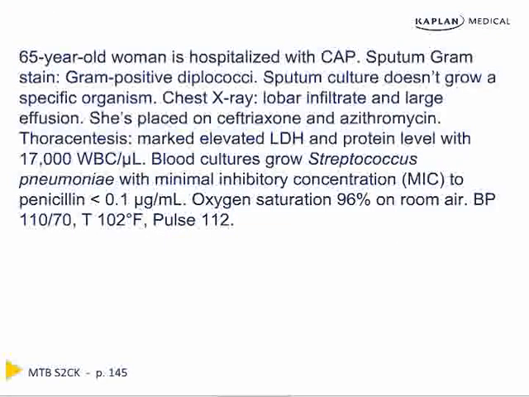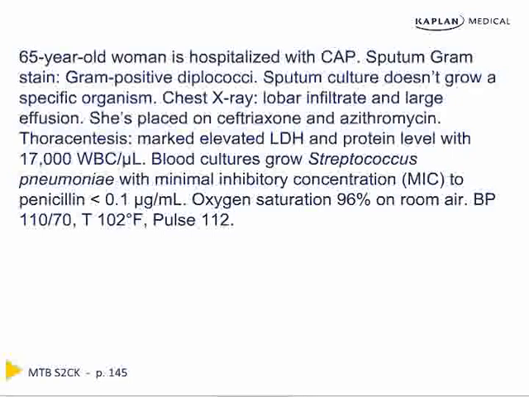We have a 65-year-old woman hospitalized with community-acquired pneumonia. Sputum gram stain shows gram-positive diplococci, but the sputum culture does not grow. Chest X-ray has a low-ball infiltrate and a large effusion. She's placed on ceftriaxone and azithromycin, and thoracentesis is performed, which has a markedly elevated LDH and a protein level with 17,000 white blood cells.